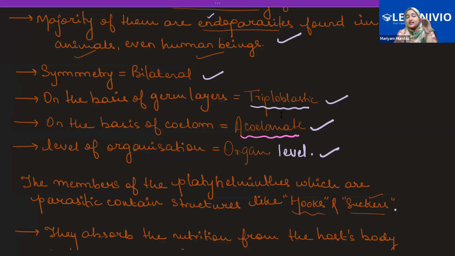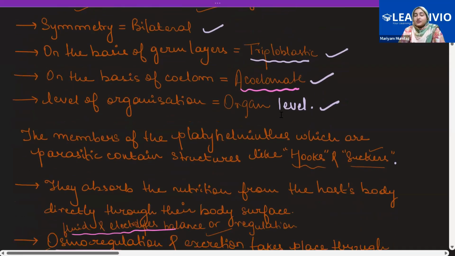Okay, and on the basis of coelom, they are acoelomate. What is the meaning of acoelomate? Meaning the body cavity is absent. Yes, very good. All right. Now the level of organization is organ level. So they will have organs in their body.